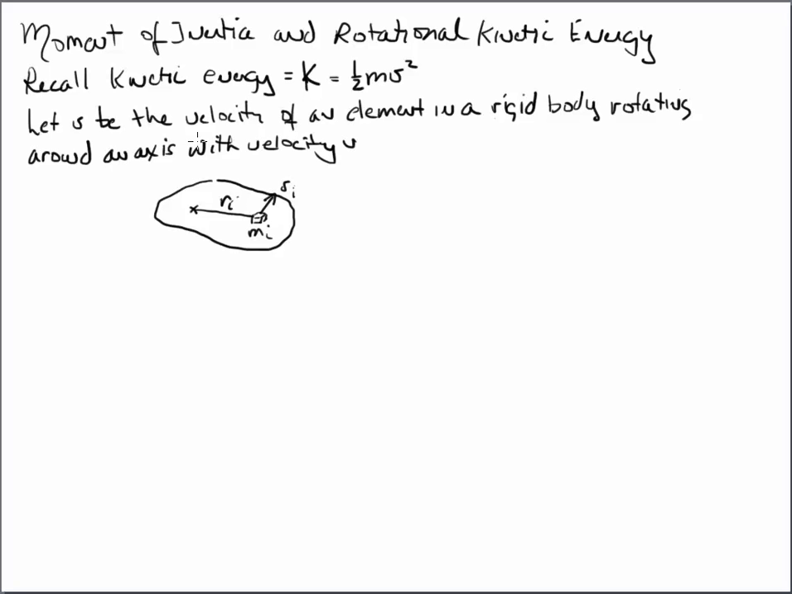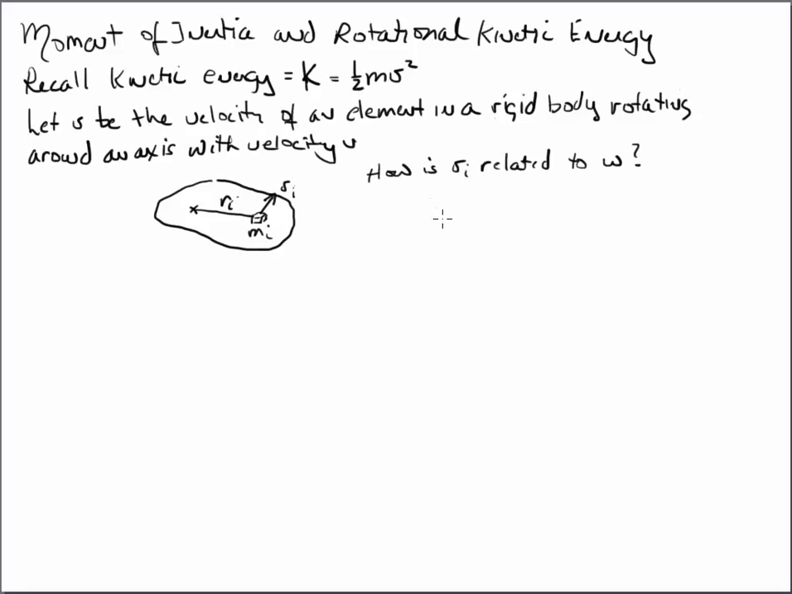Let's recall that kinetic energy, denoted by K, is given by 1/2 the mass times the velocity squared. Now let V be the velocity of an element in a rigid body as shown here, rotating around the axis marked by X with velocity V. Of course, V will be tangential to the vector Ri, which is called the lever arm.